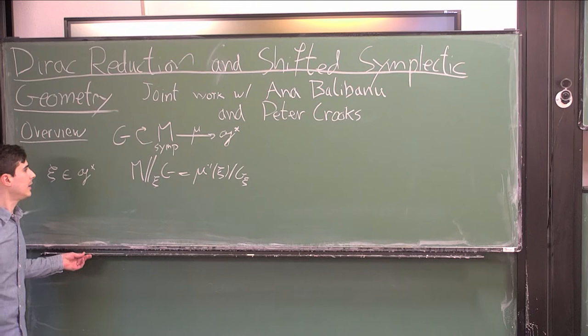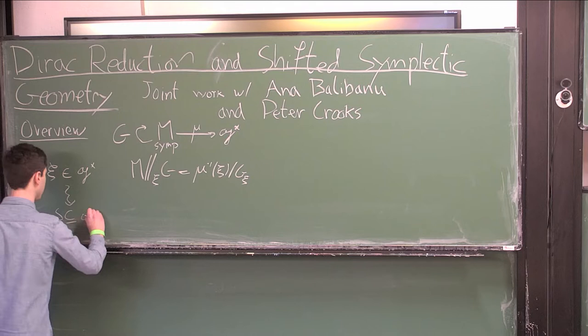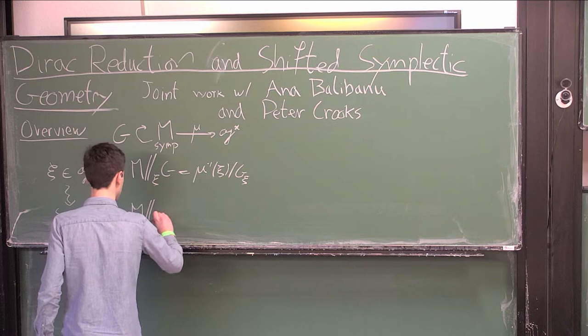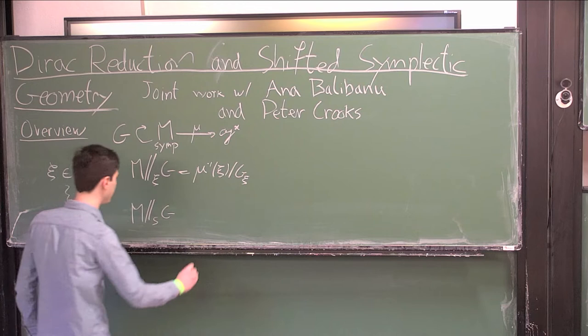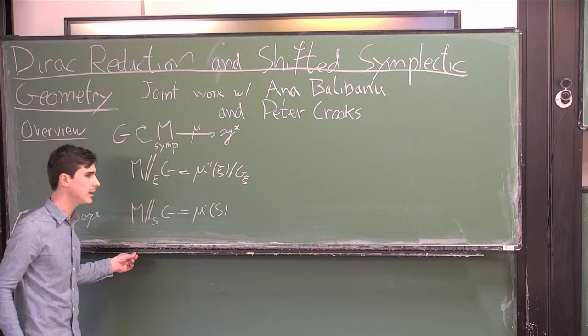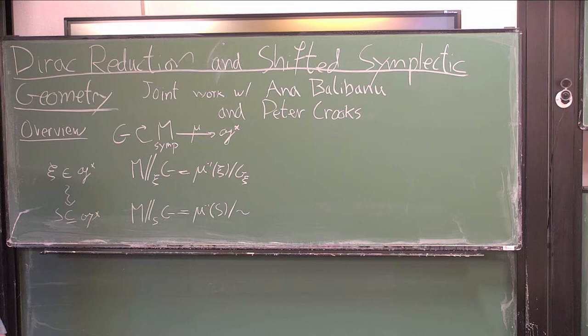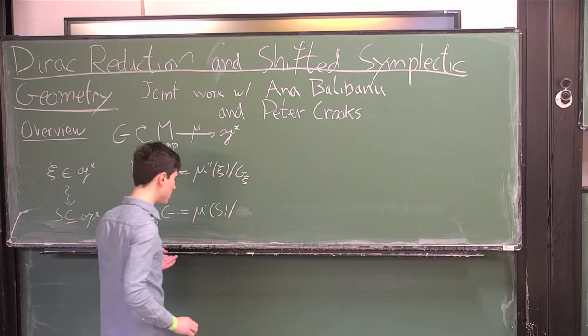So one of the questions I want to address is how to make sense of this if you replace xi not by a point, but by a submanifold S of the dual of the Lie algebra. Reduction at level S. Well, one obvious thing you can do is just take the preimage of S under the moment map. You hope that this is a manifold, and that the symplectic form pulls back to a form of constant rank. So you can just mod out by the kernel distribution, by the kernel of the pulled-back form, and you get something symplectic.